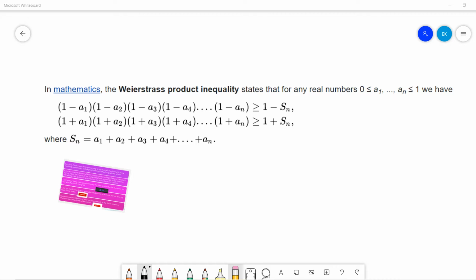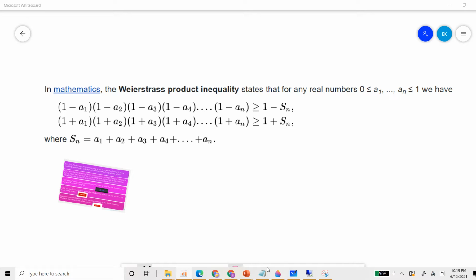So this inequality is not so famous, right? But it's still interesting. It states that for any real numbers a1 up to an from 0 to 1, we have that the product of (1 minus a1), (1 minus a2), (1 minus a3), up to (1 minus an) is greater or equal to 1 minus Sn, where Sn is the sum of the a's.